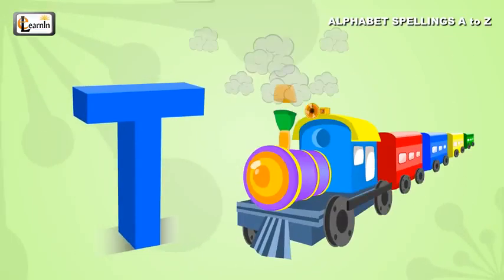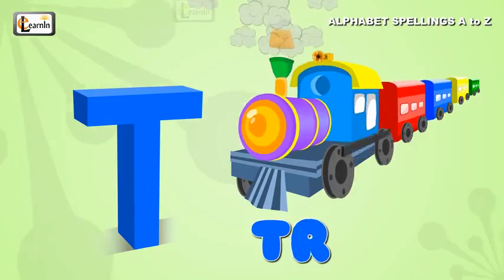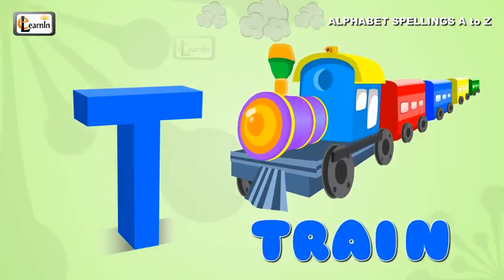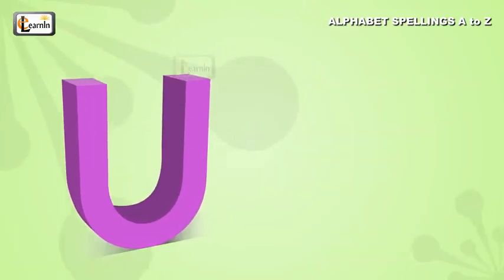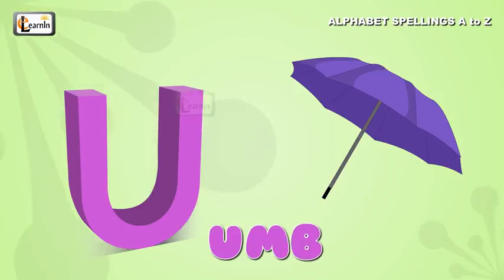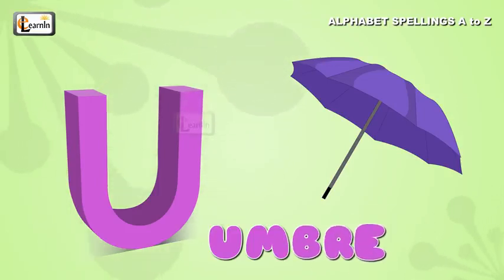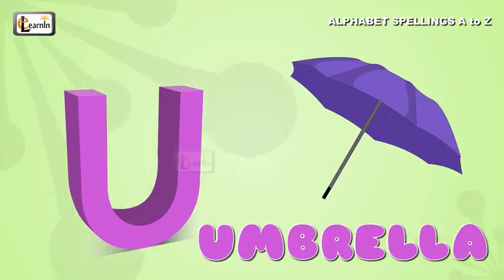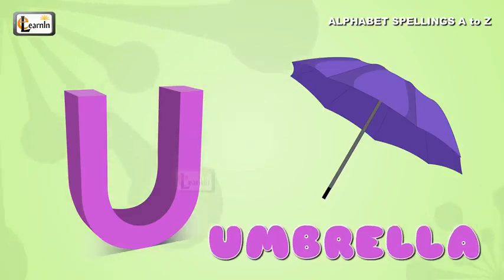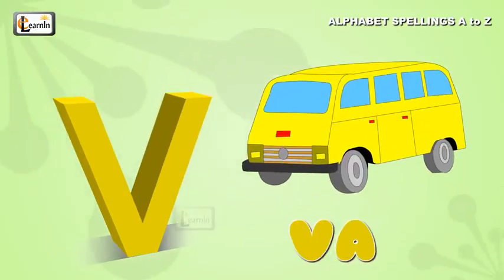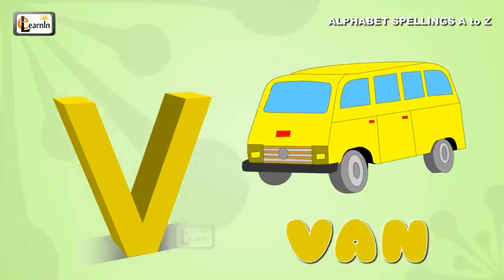T for train. T R A I N train. U for umbrella. U M B R E L L A umbrella. V for van. V A N van.